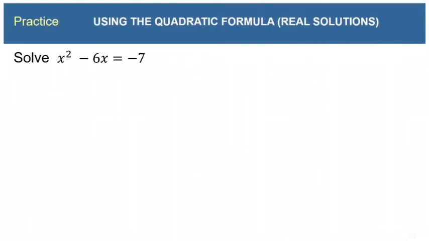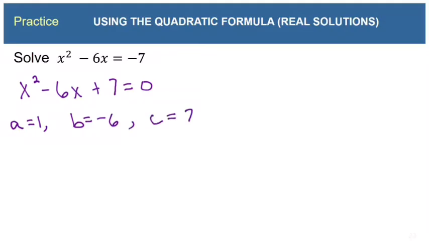Now here is another one to try. We will need the formula for this. So if you would like to pause the video and try this one on your own, I highly recommend it. Now I'm going to go through it with you. And so let's say x squared minus 6x equals negative 7. If we bring the negative 7 over to the left side, it will be positive, and we see that this cannot be factored. And so we're going to say a equals 1, b equals negative 6, and c equals 7.